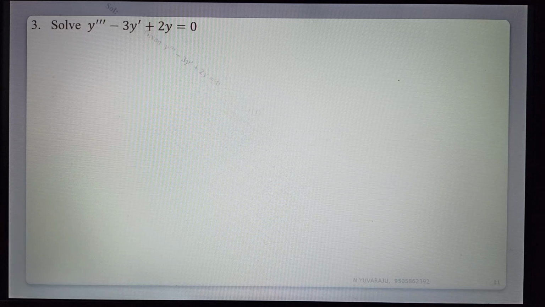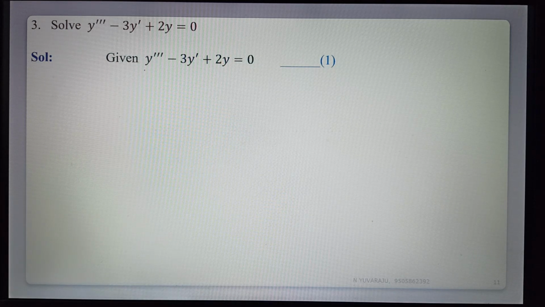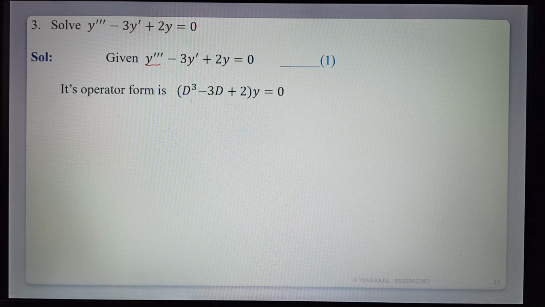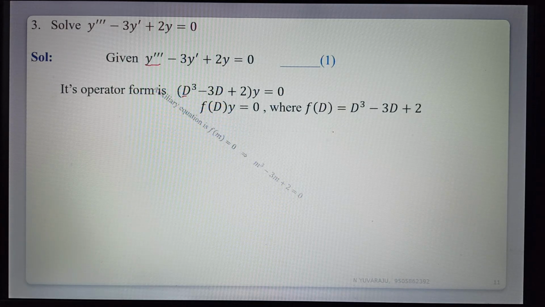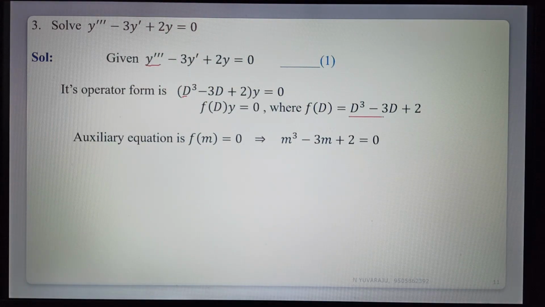Okay, next example: y‴ − 3y′ + 2y = 0. Write the operator form. This is a third order linear equation. So the operator form is (D³ − 3D + 2)y = 0, which is f(D)y = 0, where f(D) = D³ − 3D + 2. Take the auxiliary equation f(m) = 0, that is m³ − 3m + 2 = 0. Find the roots here.